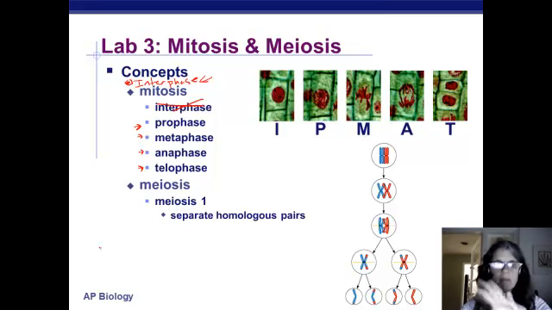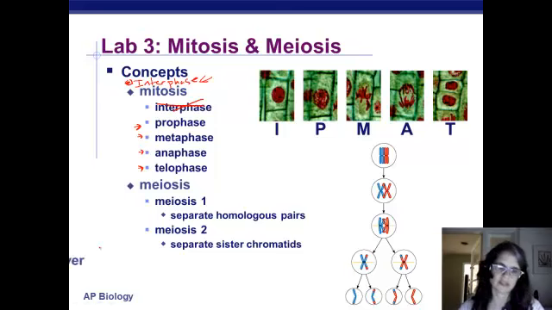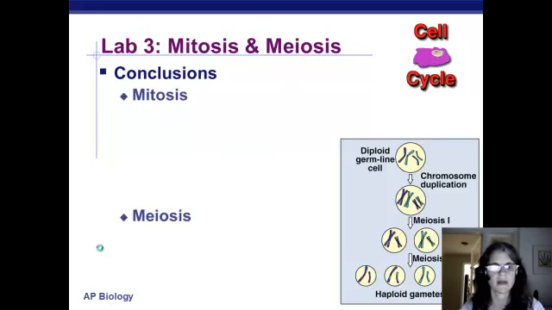Okay. Meiosis, on the other hand, is to create sex cells. We go through two divisions. Okay.